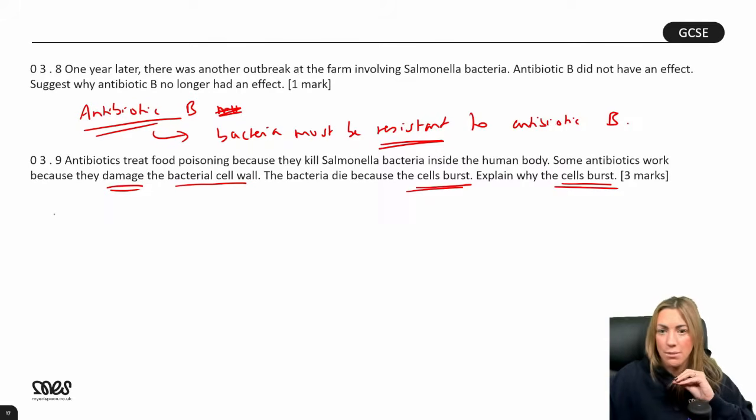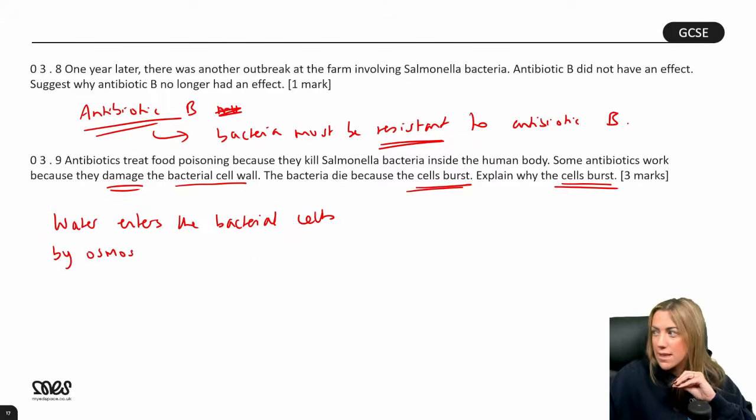So why would the cells burst? It's because water enters the bacterial cells by osmosis for marking point 2. Then why do they die? Well, the cell wall is damaged, okay?